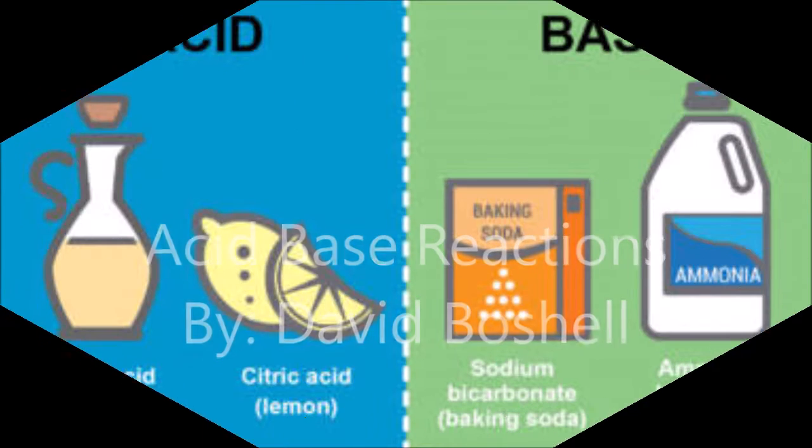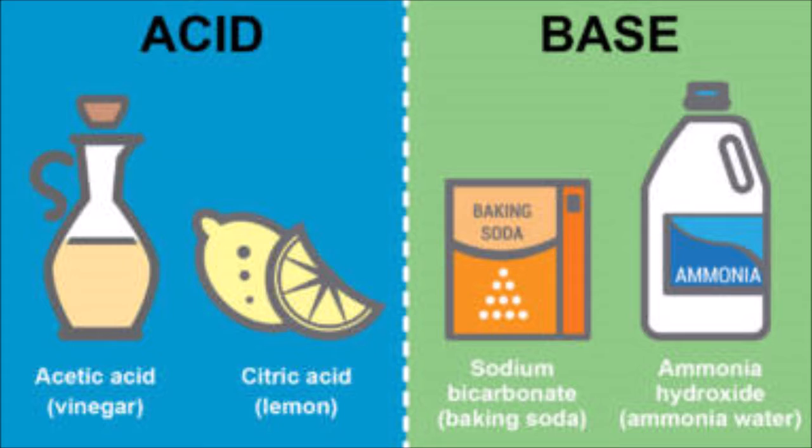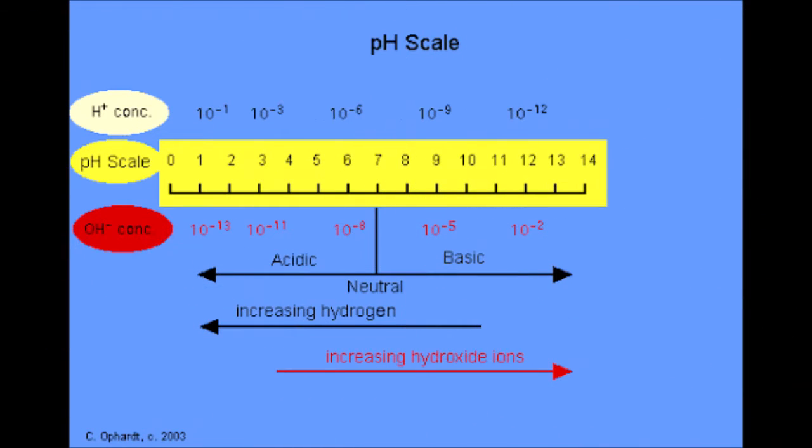Hello, and today we are going to be talking about acid-base reactions. You might know a little bit about acids and bases already, but basically, acids are chemicals that will donate hydrogen ions, which are H+ in a chemical reaction, while bases accept these hydrogen ions in a reaction.